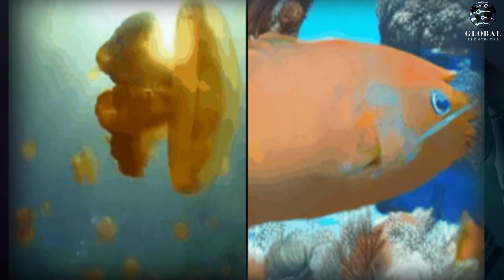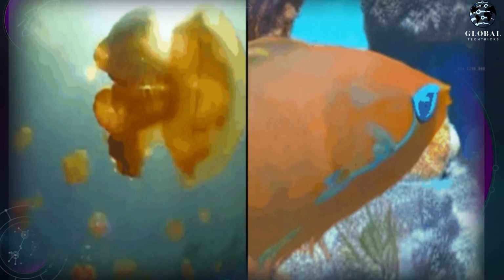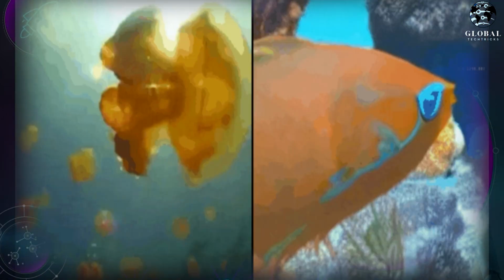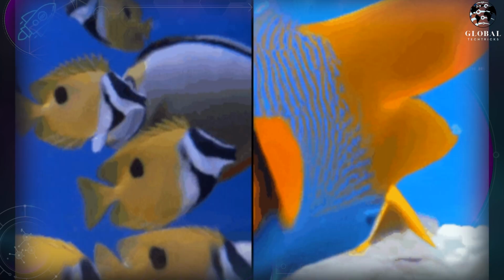On the left side of the screen, a video featuring fish is played for the participants inside the MRI machine. Simultaneously, on the right side of the screen, we are presented with the fascinating results of the brain scans. It becomes apparent that the brain scans have successfully captured and translated the participants' neural activity into a visual representation.